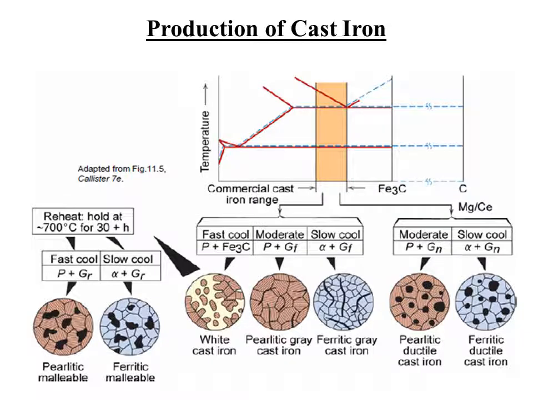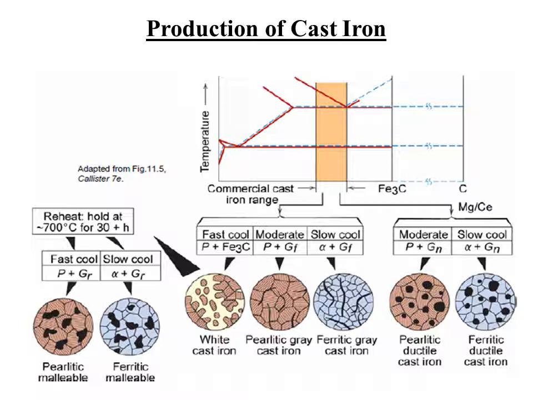Cast iron can be produced by adding carbon and other dopants along with the iron and heating them. Okay, so here you can see pearlite is formed, which is malleable. Here with slow cooling, the content is ferrite and malleable. You are holding at a temperature of 500 degrees for 30 plus hours. So fast cooling gives you one type of material and slow cooling gives you another type, even though the composition is the same.